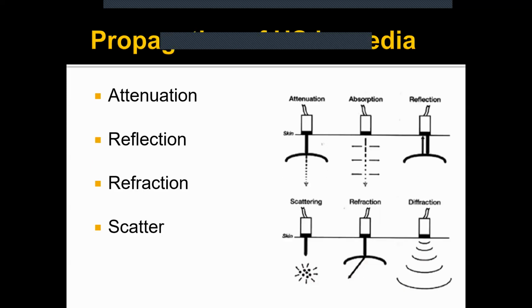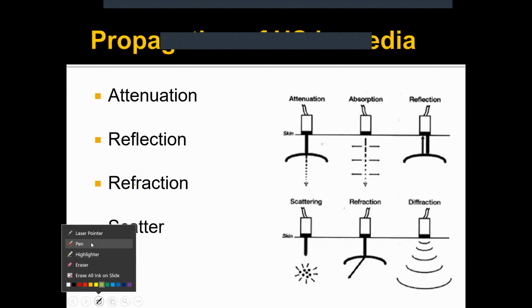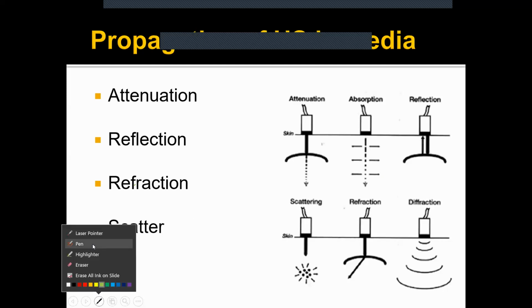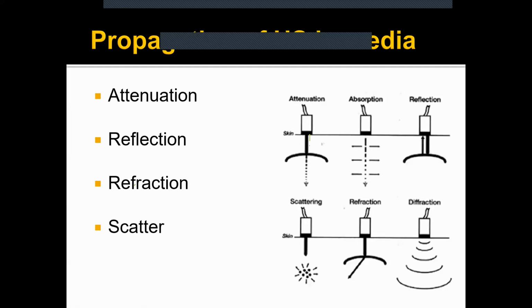Now we're looking at a bunch of behaviors of a sound wave within the medium. The first thing is you can have attenuation. Here, the sound wave travels, part of it bounces back, and part of it continues, but the key thing is that it continues at less energy, and we're going to see this later. Absorption is where the further it goes in, the more energy it loses. Then you have reflection, where the sound wave goes in and bounces back.